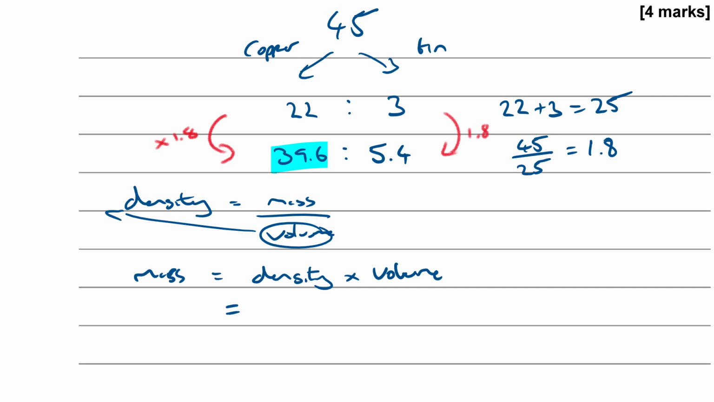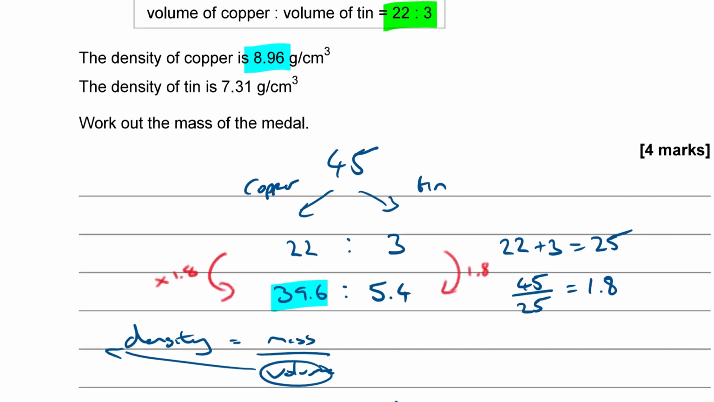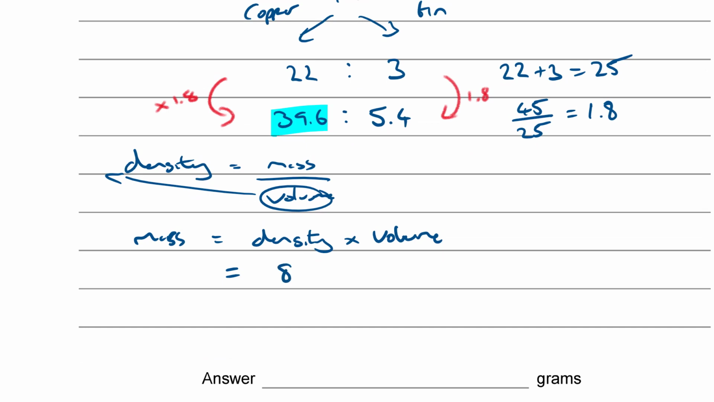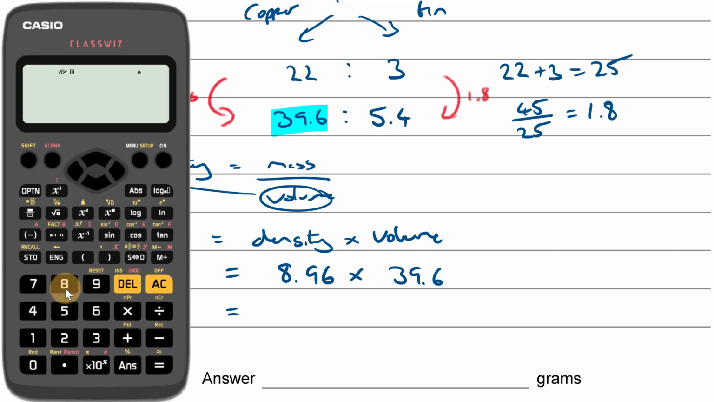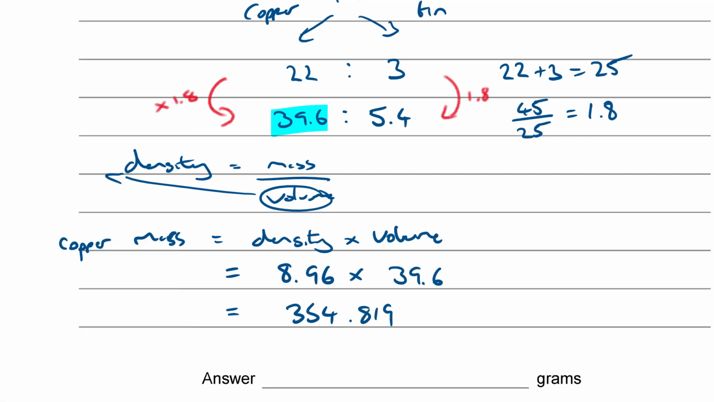So here I know the density is 8.96 for copper, and my volume is 39.6. So my copper mass, let's make this copper mass, is going to be those two multiplied together. 8.96 times 39.6. That comes out to be 354.816. I'm just going to write down all the digits for now.